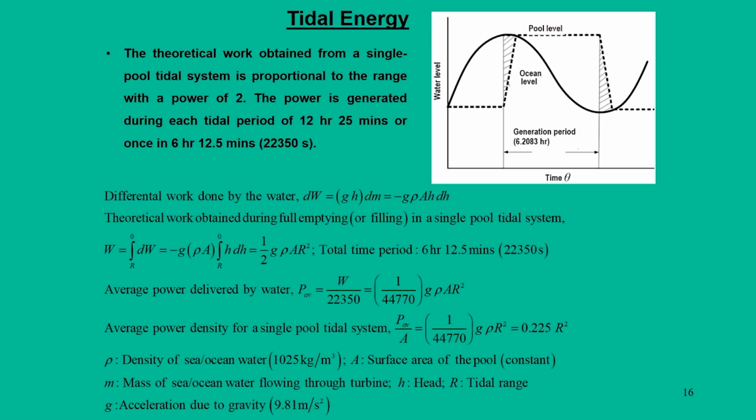So, we have pool level, we have ocean level, and we have this generation period of 6.2083 hours. How does it come? Because the power generated during one tidal period of 12 hours 25 minutes occurs once, that means this is 6 hours 12.5 minutes. So, it is close to this number of hours or this many seconds. The simplified expression for work done from the water is nothing but mass times rho g h.